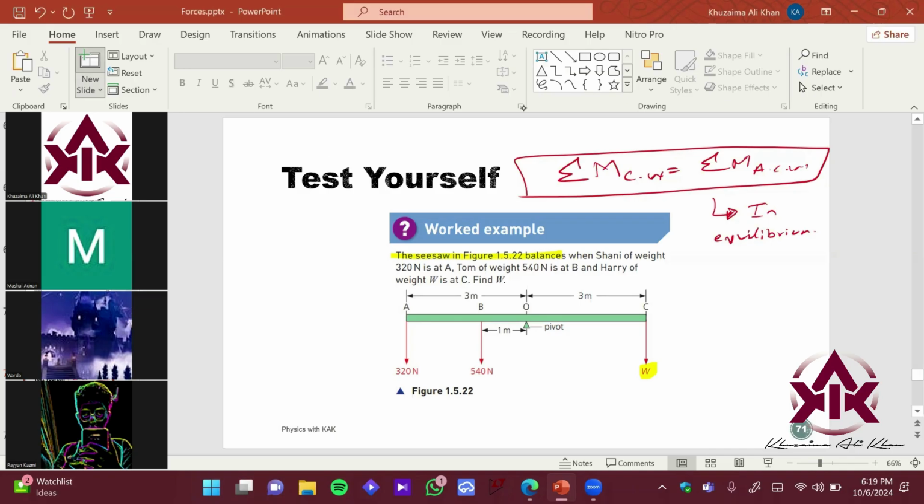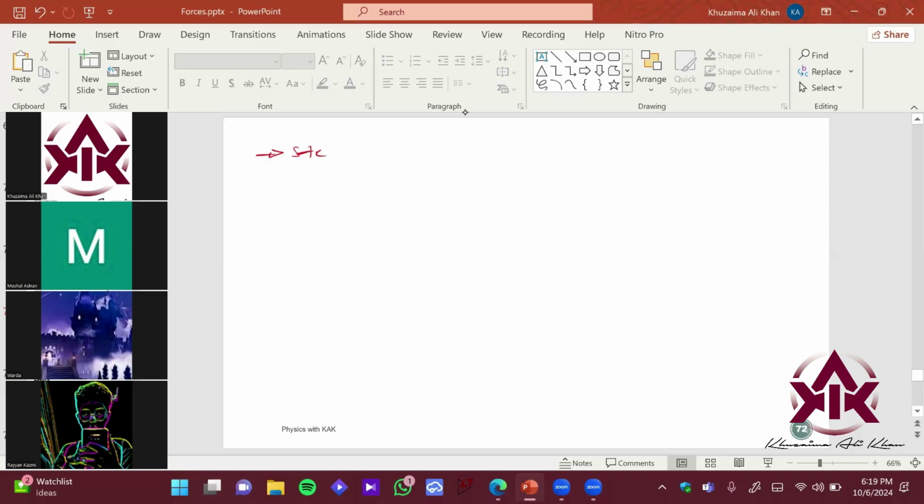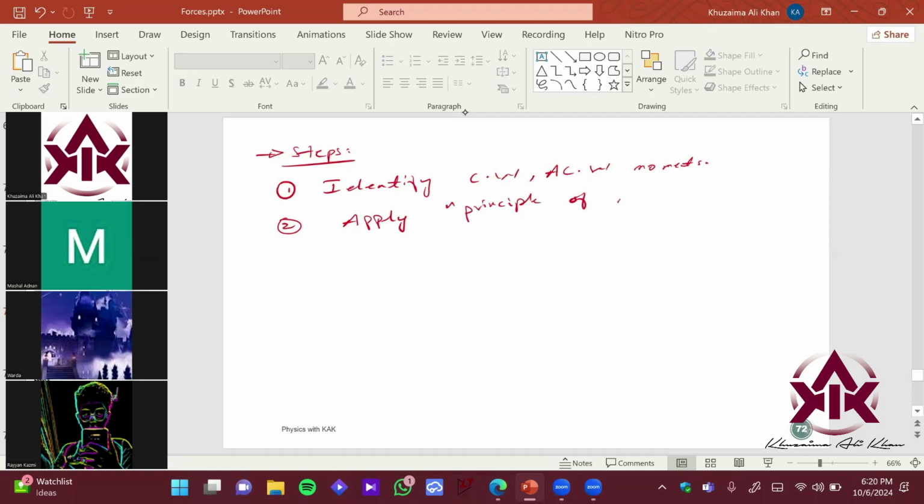The first step is to identify clockwise and anti-clockwise moments. That is, which components of forces are causing clockwise movement and which components of forces are causing anti-clockwise movement. And then you just want to apply the principle of moments. That's it. These are the two easy steps, so this is the algorithm which you want to apply.